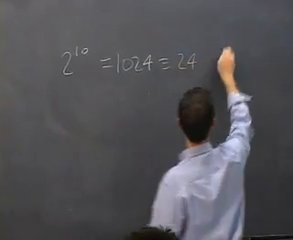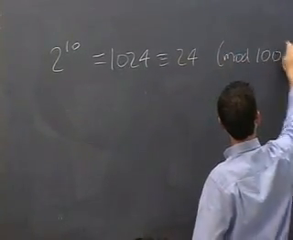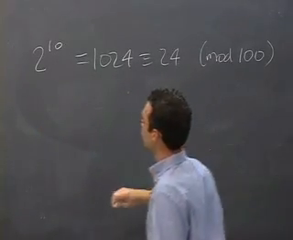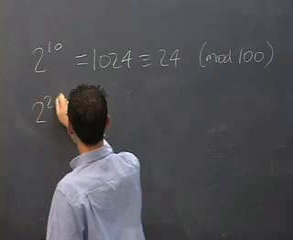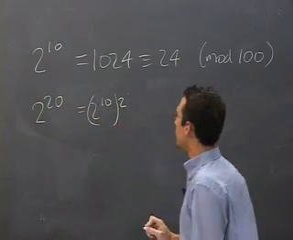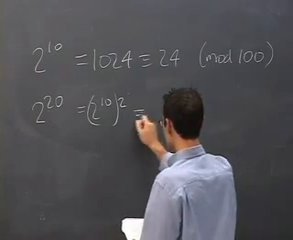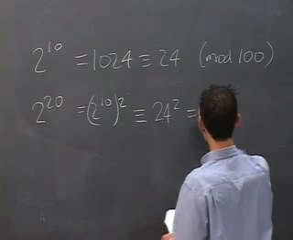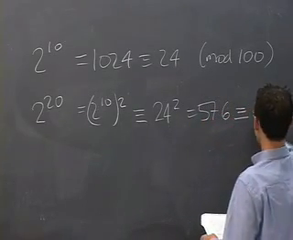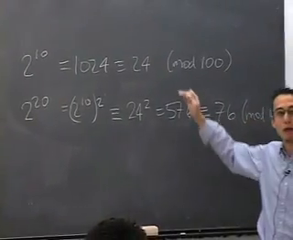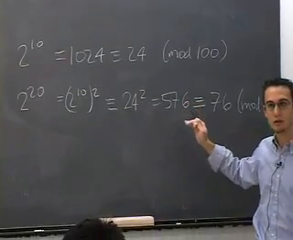Well, 2 to the 10 is 1,024, which is congruent to 24 modulo 100. I do this in part because it's just useful; you have to get used to writing things in this kind of notation. If I square this, 2 to the 20 is 2 to the 10 squared, so this is 24 squared modulo 100, which is 576, which is congruent to 76 modulo 100. Are there any questions about the computation so far? Is this clear to everyone?